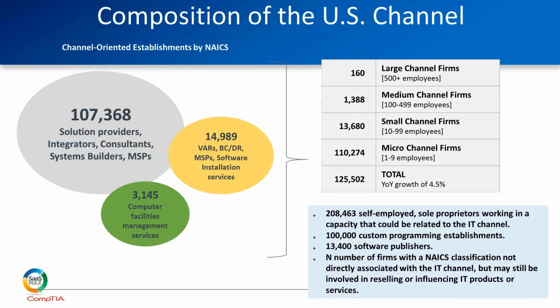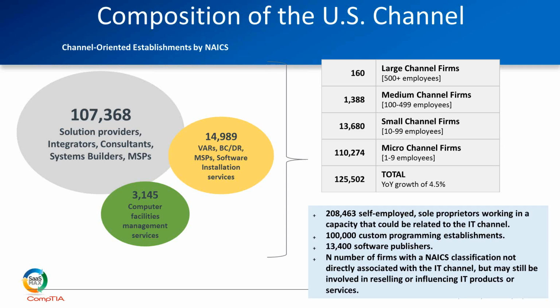As far as what is this U.S. IT channel and what's the size of it, well, recent data from CompTIA, which is the largest nonprofit association for resellers, provided me with this data showing us that from a formal recorded level, there's about 125,000 organizations that they would categorize as resellers. As you can see, most of them are micro-channel firms. 110,000 of them have 1 to 9 employees and are out there servicing their clients.